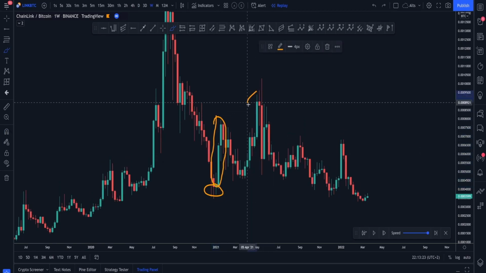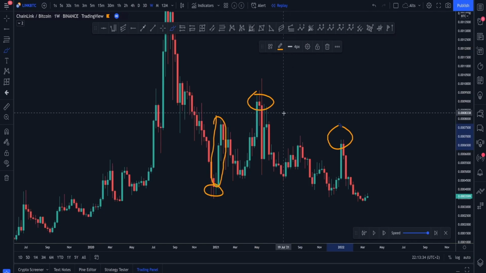Conversely, when reaching strong areas of resistance on the altcoin BTC pair, it is better to trade Bitcoin as it will outperform the altcoin for the following time period if there is a retracement.